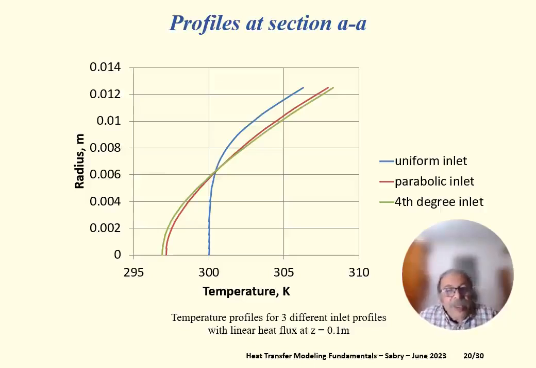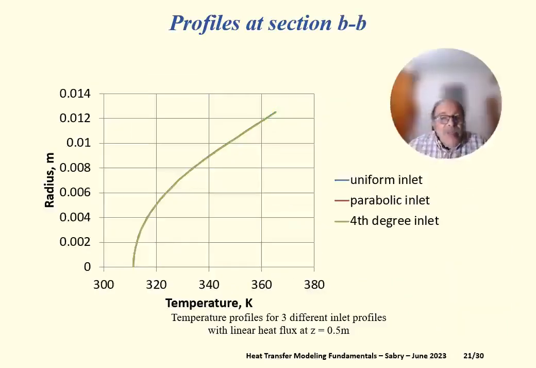section AA, at Z equals 0.1 meter from the inlet, are different. But if I go to section BB, which is at the middle of the tube, all three profiles are the same, whether I had a uniform inlet, a parabolic inlet, or a fourth degree inlet. The temperature distribution is exactly the same at section BB.